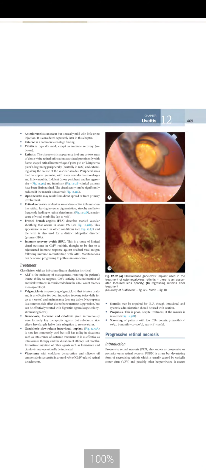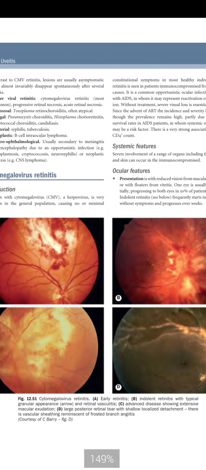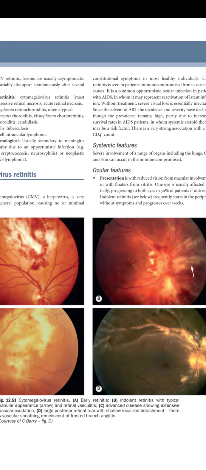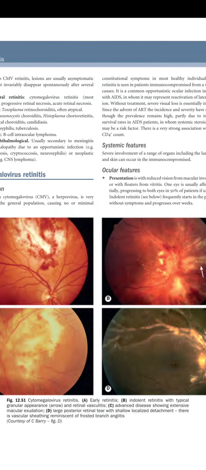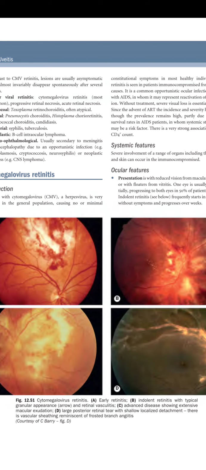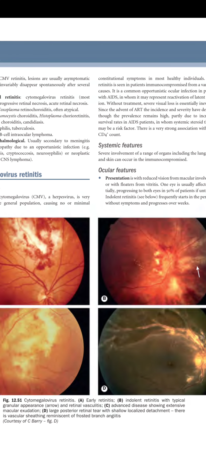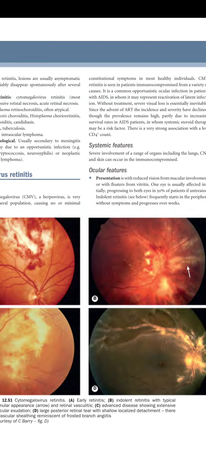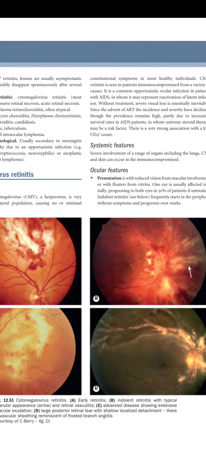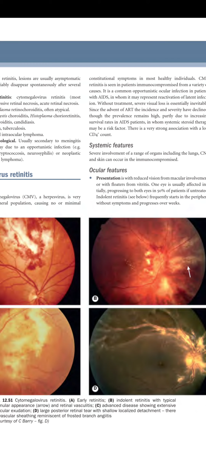So let's see figure 12.51. A is showing early retinitis, B is showing indolent retinitis with typical granular appearance and retinal vasculitis. C is showing advanced disease, showing extensive macular exudation. D is showing posterior retinal tear with a shallow localized detachment. There is vascular sheathing reminiscent of frosted branch angiitis. So you can see that there is sheathing of the vessels occurring.